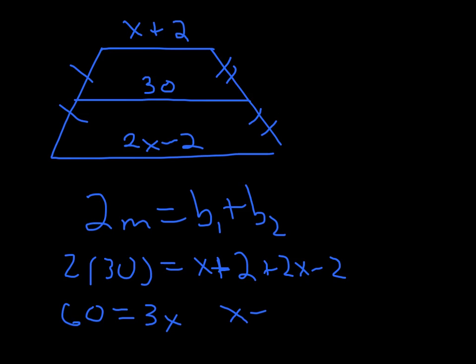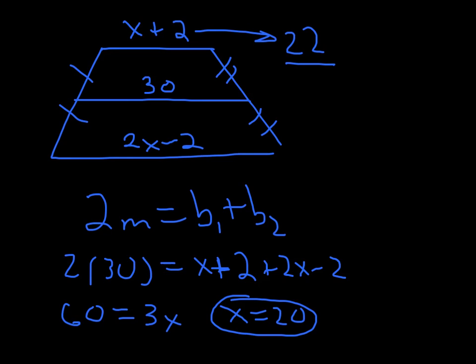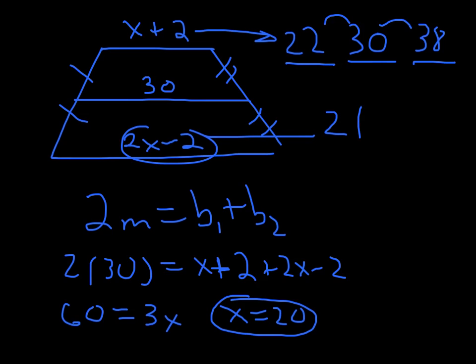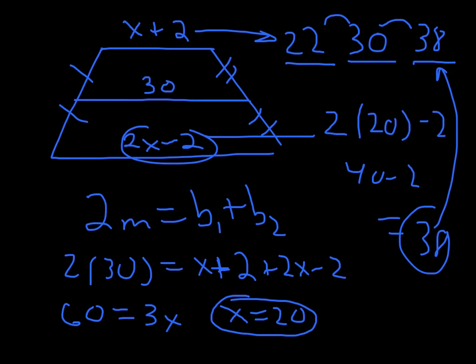So x equals 20. So if I just said find the value of x, it would be 20, but plugging it back in, the top piece is going to be 22. Because 20 plus 2 is 22. Of course, the median was given to be 30. And I should expect the bottom base, since there's a difference of 8 here, should be a difference of 8 there. So 30 plus 8 is 38. Let's check it algebraically. 2x minus 2. So 40 minus 2 is 38, and that indeed is what we expected. So hopefully this will help as you review your trapezoids.